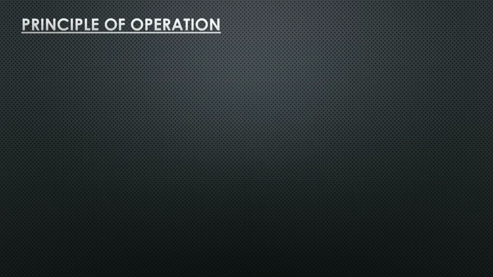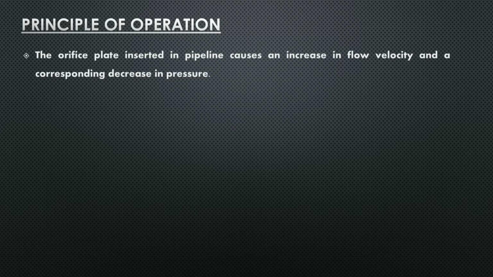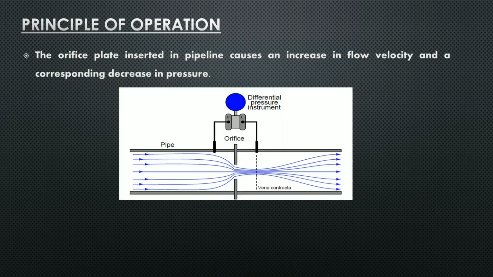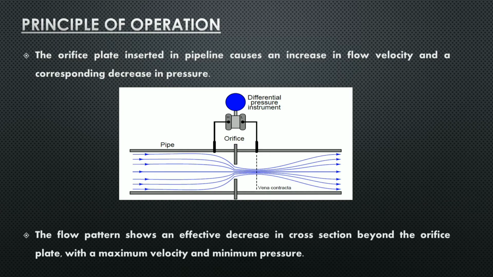Now let us see the principle of operation of orifice meter. The orifice plate inserted in the pipeline causes an increase in flow velocity and a corresponding decrease in the pressure. As we can see in this figure, there is one pipeline and the orifice plate is inserted in this pipeline. The differential pressure instrument measures the differential pressure. The flow pattern shows an effective decrease in cross section beyond the orifice plate with a maximum velocity and minimum pressure.